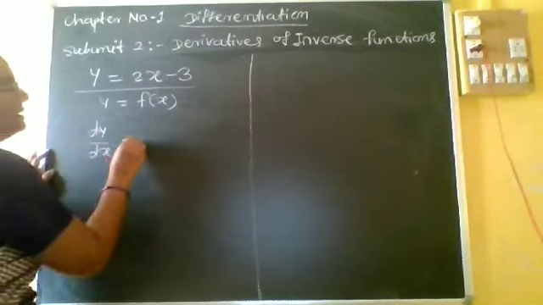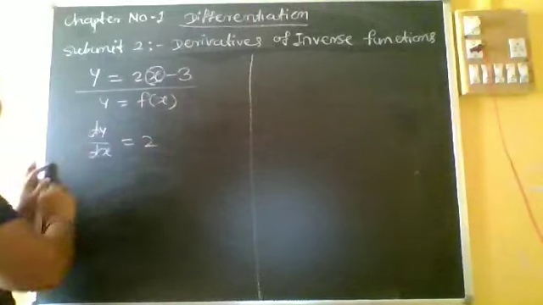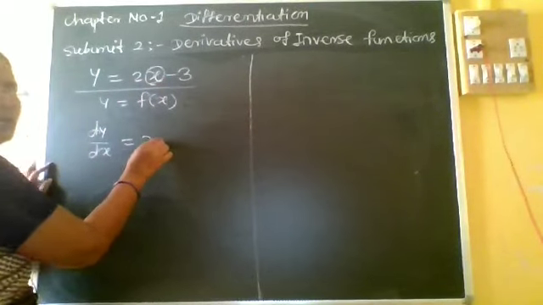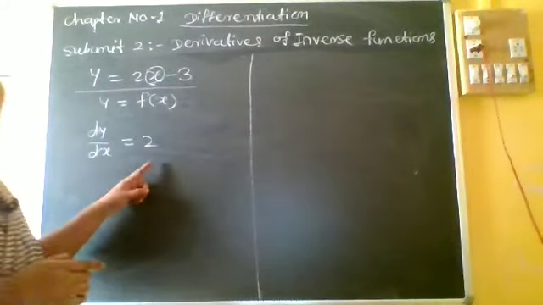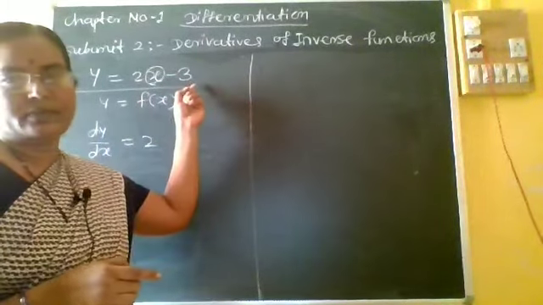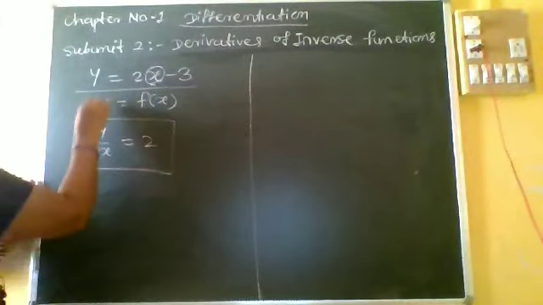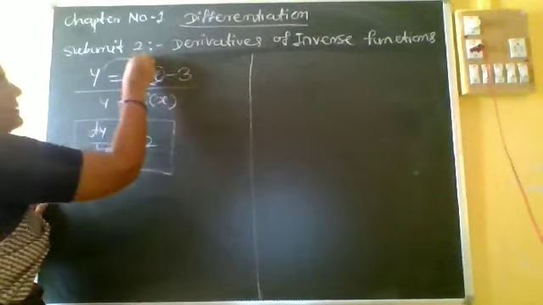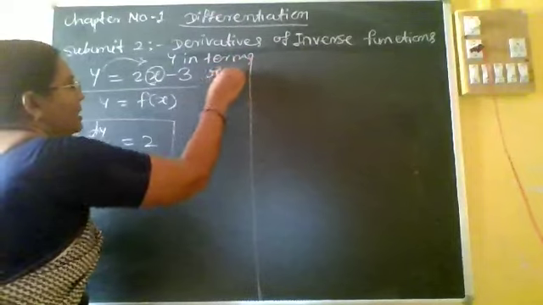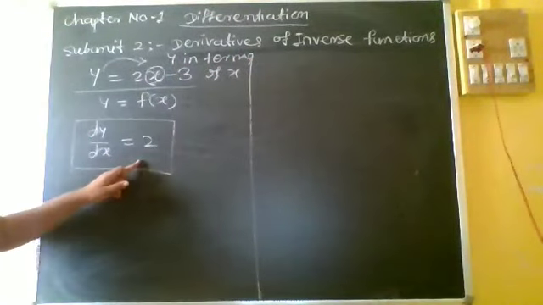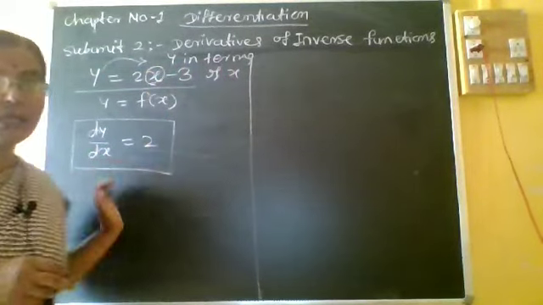The derivative of x is 1, and the coefficient 2 keep as it is, and take the derivative of x, which is 1, so 2 into 1 is 2. Minus 3 is a constant, and the derivative of a constant is 0. Therefore, for the given function y is equal to f of x, y given in terms of x, dy by dx becomes 2.